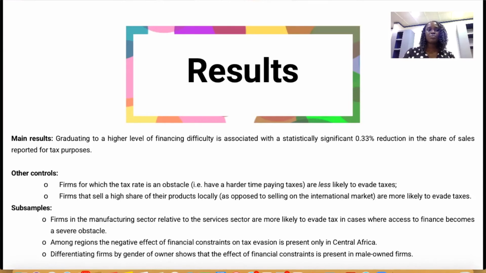Results for the subsamples include firms in the manufacturing industry relative to the services industry are more likely to evade tax in cases where access to finance becomes a severe obstacle. Among regions, the negative effect of financial constraints on tax evasion is present only in Central Africa. Differentiating firms by gender of owner shows that the effect of financial constraints is present in male-owned firms.